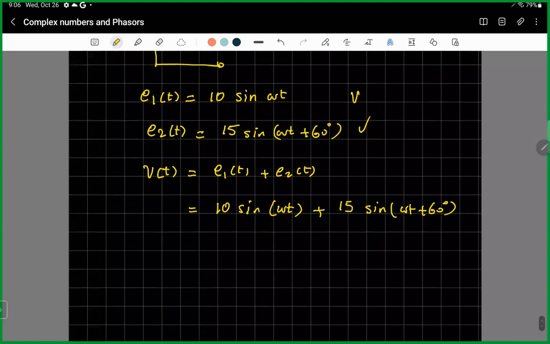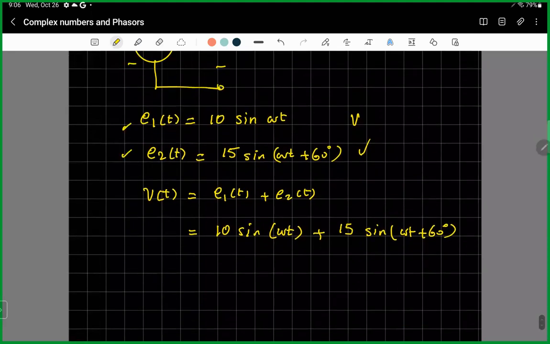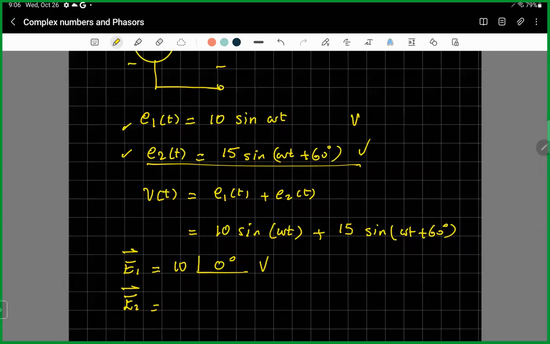So I convert E1 and E2 to phasors. I'll say E1 phasor is equal to magnitude 10, no phase shift, angle 0, because it's just sine omega t, there is no shift. Now E2 has magnitude 15 and the shift is plus 60, so the angle is 60. Nice. Now I want to add them.